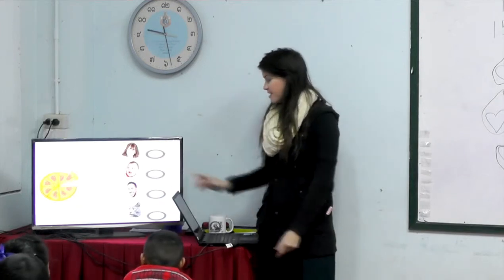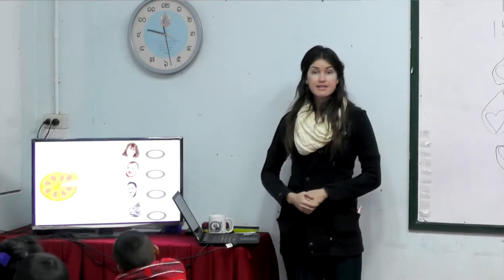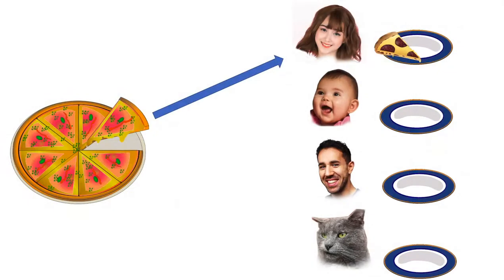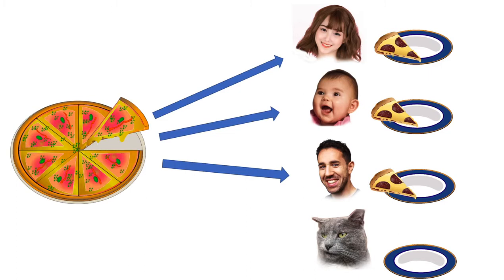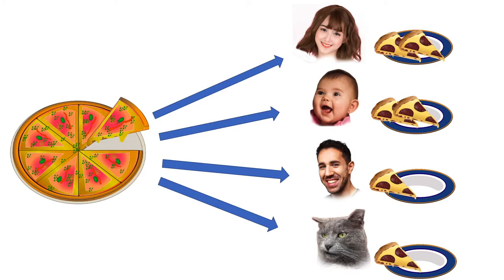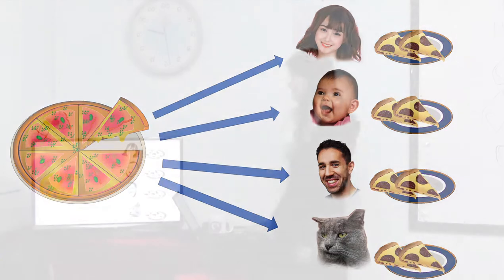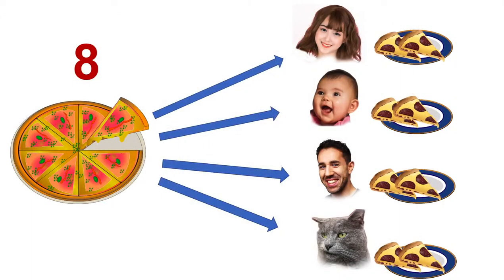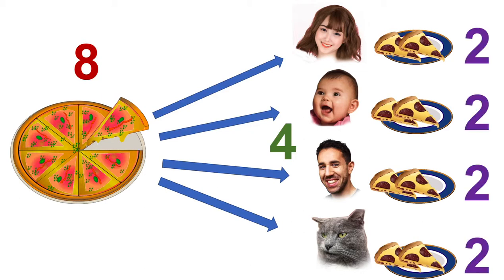So all our friends are going to get pizza. They're all going to get the same number, so it's going to be equal groups. Let's pass out our pizza. Here we go. For the girl, for the baby, for the man, for the cat. And we're going to pass out all the pizza. 1 for the girl, 1 for the baby, 1 for the man, 1 for the cat. Okay. We're out of pizza. So we started with how many pieces? 8. How many friends? 4. How many pieces did every friend get? 2. How can we write this as an equation? 8.